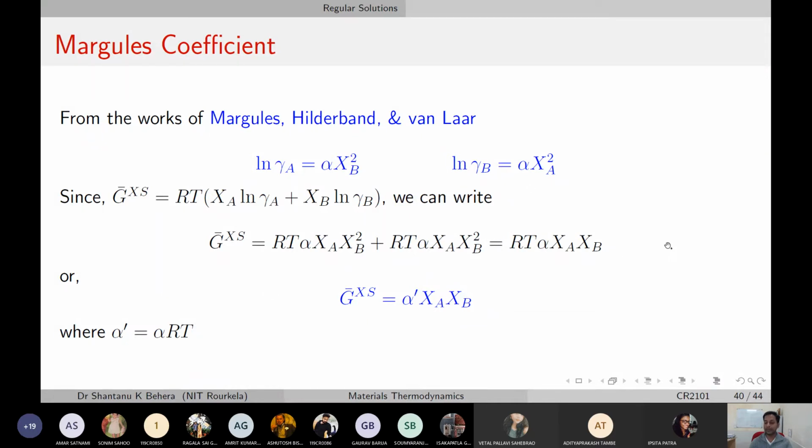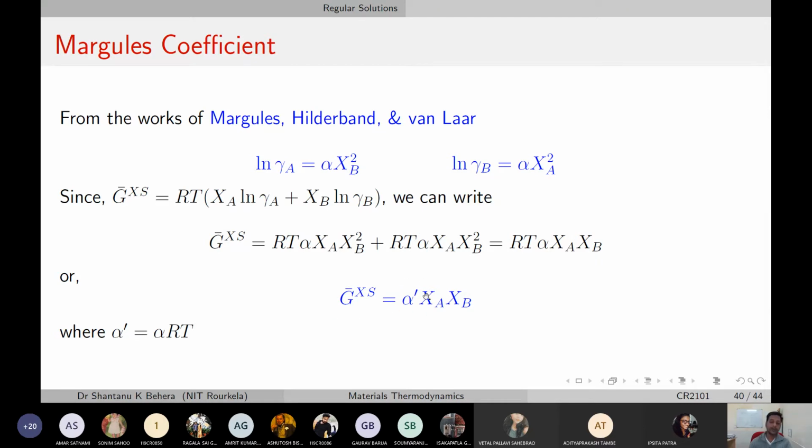and then you'll find there's a term xA plus xB, which is nothing but 1. So it reduces to the form RT alpha xA xB. Now, since alpha and RT are constants for a particular temperature, you can write the whole term as another quantity, which is alpha prime. So you can simply write GXS is alpha prime xA xB, which is a fairly simple expression for finding out the excess free energy.